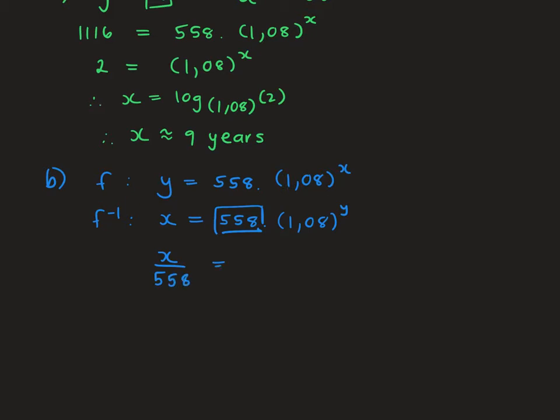You want this base to be isolated, right? You want it to be alone. So now I can switch to logs. So therefore, y is going to be equal to log base 1,08 of x over 558. All right, and that would be your final answer. Okay, isn't this stuff really easy? Let's have a look at the next one.